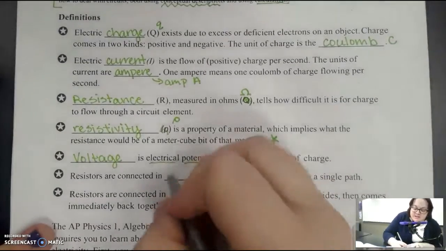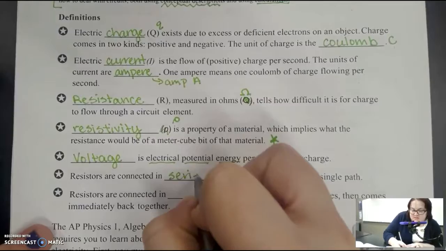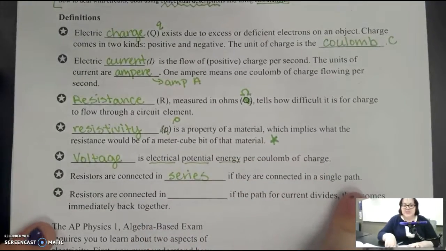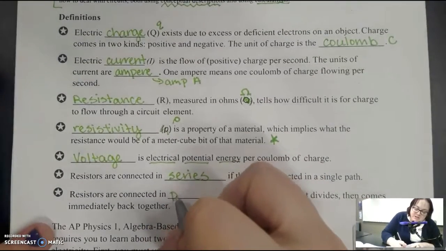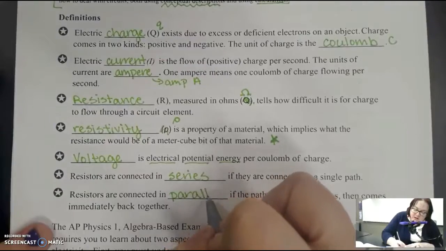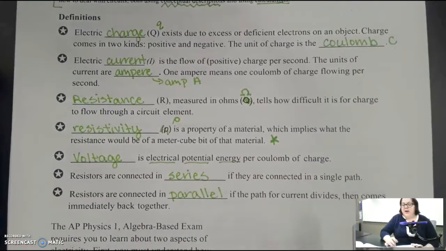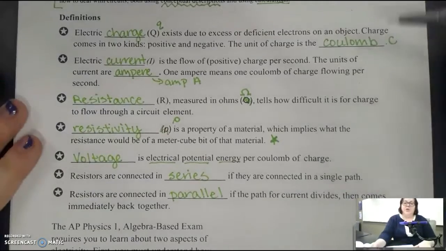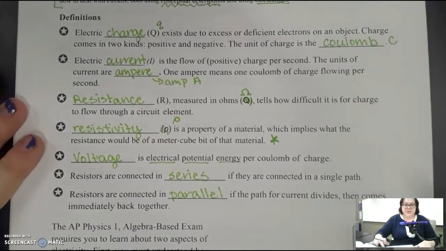Resistors are connected in series if they are connected in a single path, and they're connected in parallel if the path for current divides, then comes back together. All of this is going to make more sense once we work through the rest of the packet.